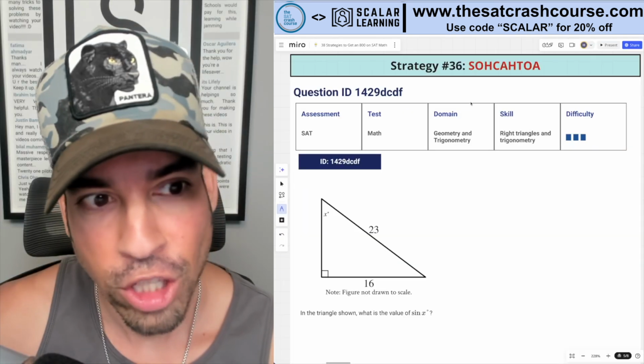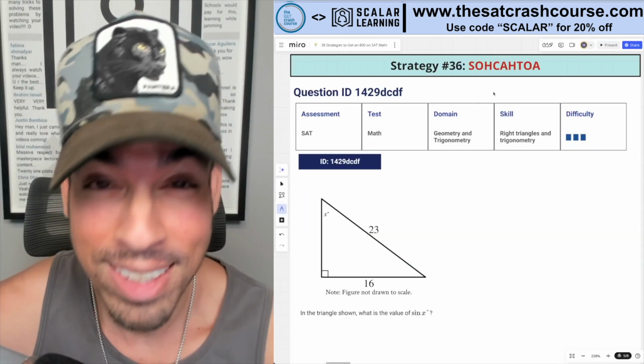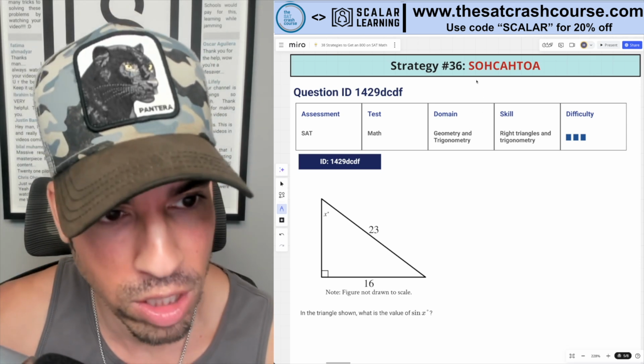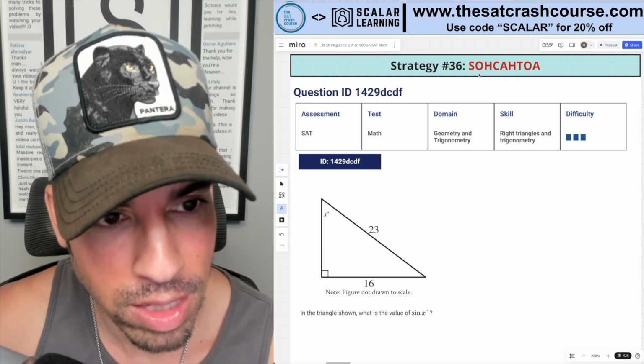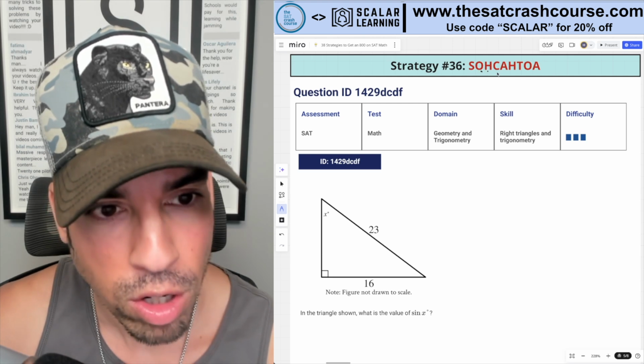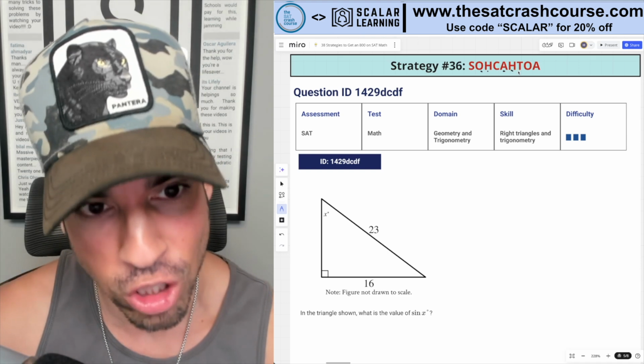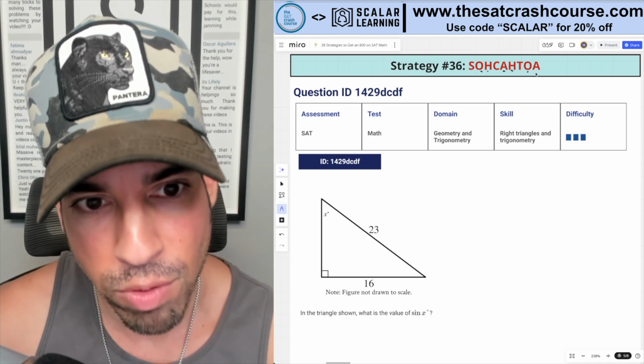Done. Strategy 36, know SOHCAHTOA. You gotta know SOHCAHTOA. But you don't have to know a crazy amount of trigonometry, but you do have to know this, which is sine is the opposite over the hypotenuse. Cosine is equal to the ratio of the adjacent over the hypotenuse, and tangent of an angle is equal to the opposite over adjacent leg.